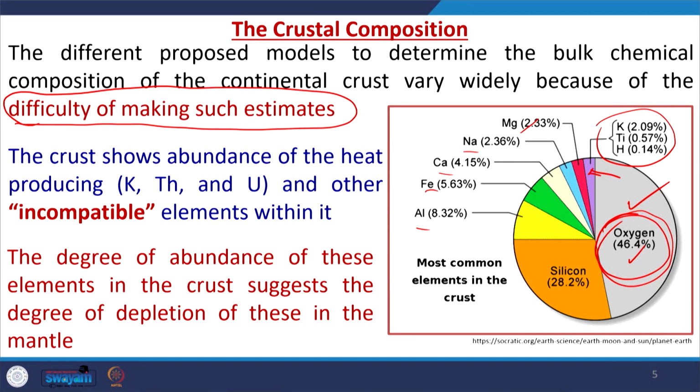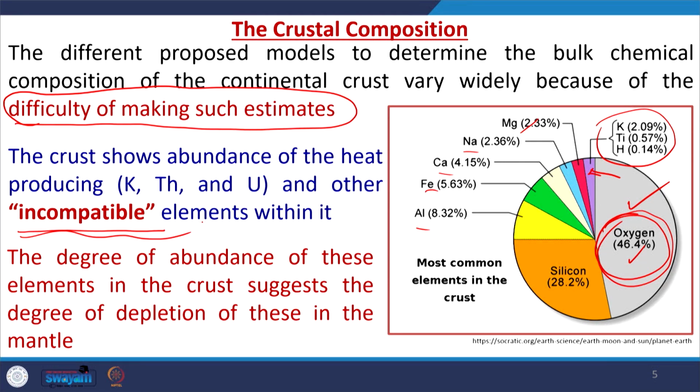The crust shows an abundance of heat producing elements like uranium, thorium, potassium and other incompatible elements with it. Incompatible element, probably you have heard this term. During magmatic differentiation, there are certain elements that do not go into the crystal structure easily, and they remain in ionic form in the magma, and finally at the late stage when the later minerals or the low temperature minerals are crystallized, they occupy their lattice structure.